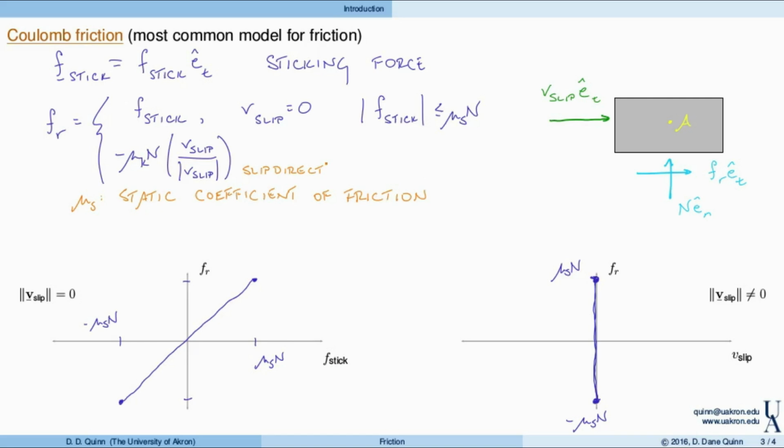Notice that if v slip is positive, then v slip divided by the absolute value is just 1, while if v slip is negative, then v slip divided by the absolute value is minus 1. So this piece represents the slip direction, and with this minus sign in this definition, we see that the friction force always opposes the velocity. So again, here, the slip is non-zero.